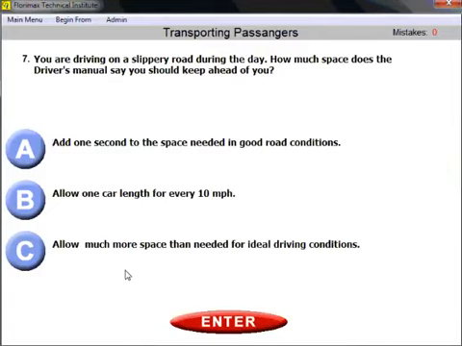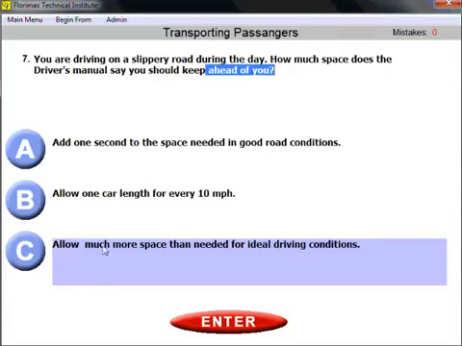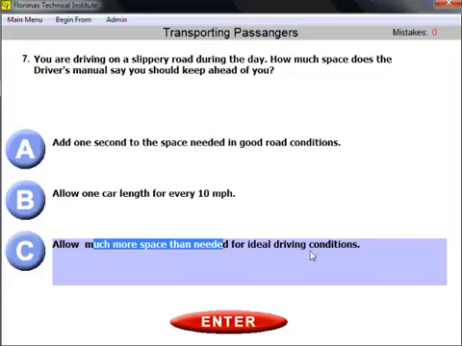Question number 7. You are driving on a slippery road during the day. How much space does the driver's manual say you should keep ahead of you? Be extra cautious answering this question. You need to choose this answer: much more space than needed for ideal driving condition. It wouldn't be enough to add 1 second. You should allow much more space. It means more than 1 second you should add to the space needed for good, ideal road condition. Alright, so you should look for these 3 words: much more space.